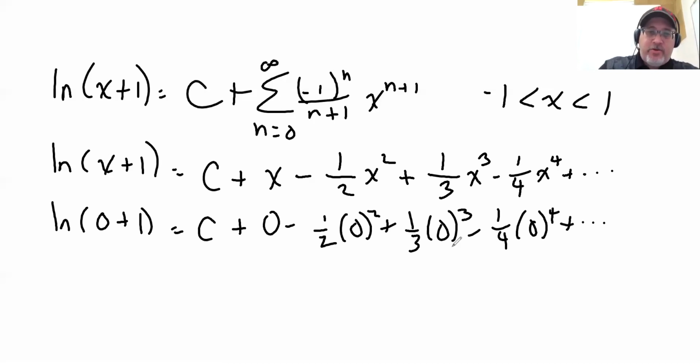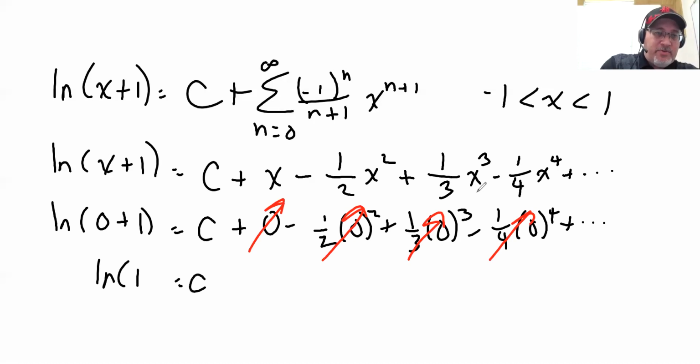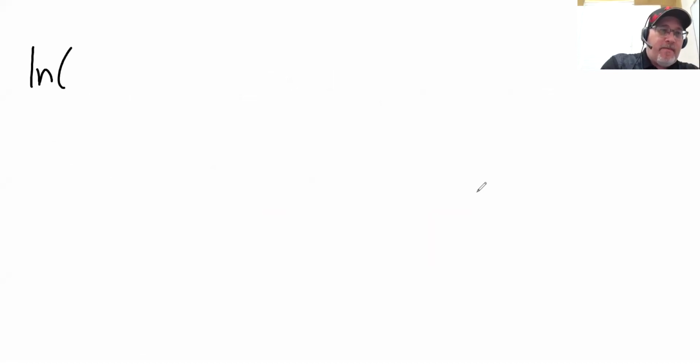All right, everybody who's 0, get out of here. You're gone, all of you are gone. And the only thing we're left with is C equals the natural log of 1. But guess what the natural log of 1 is? Shouldn't have to guess. You should know that it's 0. So our constant of integration is actually 0, which means that we can replace C with it, and now we have something that looks like this.